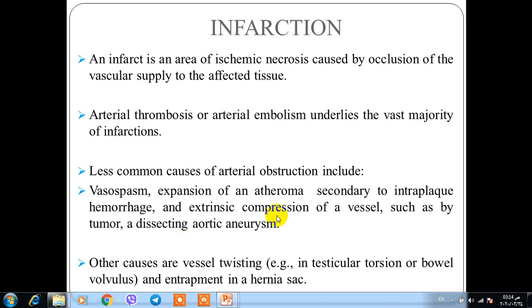Or sometimes it is due to extrinsic compression of the vessel. Extrinsic compression means pressure on the blood vessel comes from outside, either by an expansile tumor or a dissecting aortic aneurysm. What is the meaning of dissecting aortic aneurysm? It means a partial rupture in the wall of the aorta. Partial rupture means not a complete rupture with escape of blood outside of the aorta. No, there is a partial rupture with separation of the wall of the aorta and blood driven in between the layers of the aortic wall. So the inner portion will be pushed inside the aortic lumen, while the outer layers will be pushed outside. This is known as the dissecting aneurysmal dilation.